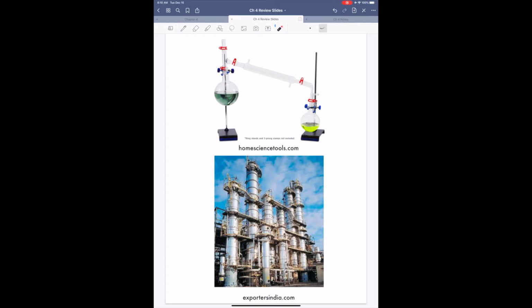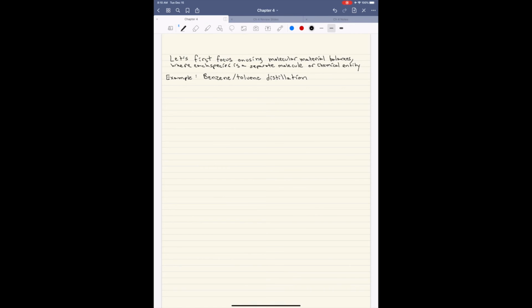All right, and so distillation is an important tool for purifying chemicals both at the lab scale and at the industrial scale. That's why we see it so much in these mass and energy balance problems. So going back to our notes, we're going to do an example problem based around the distillation of benzene and toluene, so that we get practice using material balances.